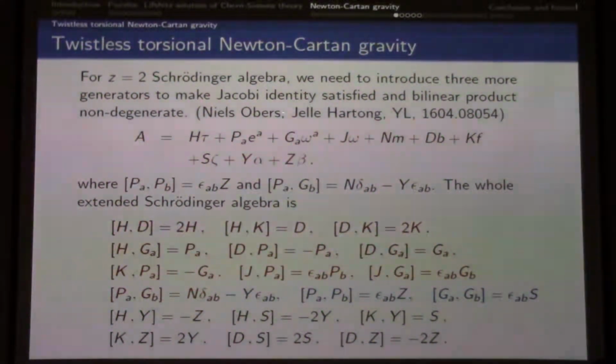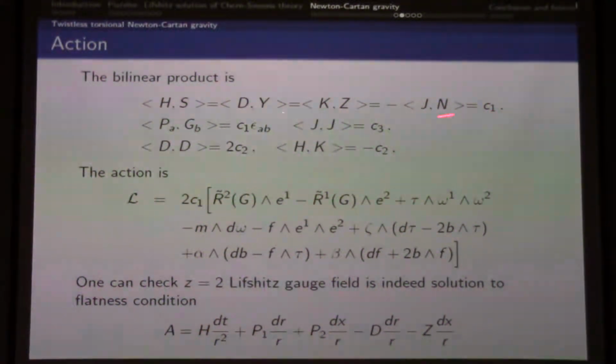And you can check the non-degenerate bilinear product of this algebra. You can find there is indeed a non-trivial C1, which parameterizes the non-degenerate matrix, but there are also other non-trivial parameters which can appear in the non-degenerate bilinear product. But if you turn off C1, it itself will be degenerate. So the primary part of this action, the Chern-Simons action, is of this form, if you take the gauge field into a Chern-Simons action.